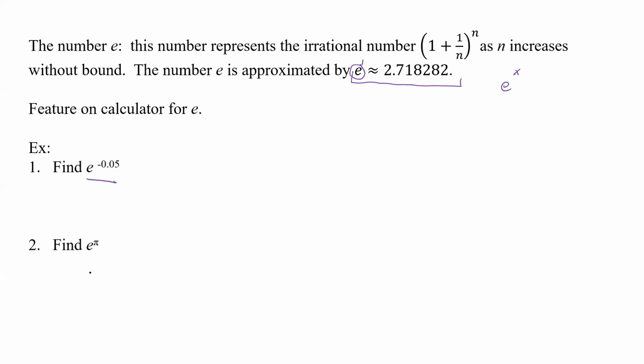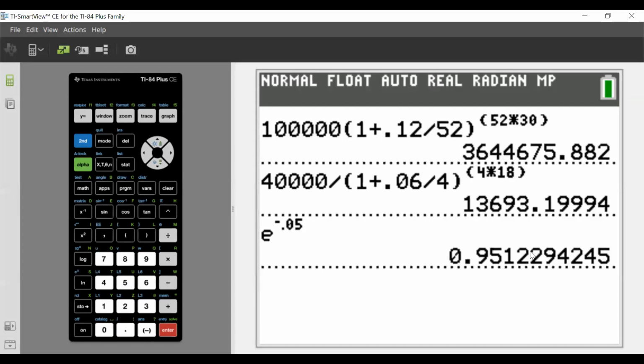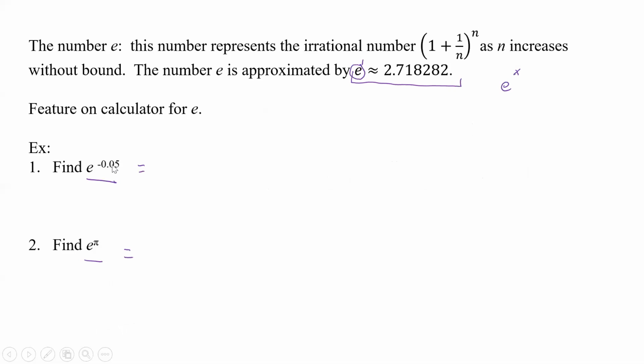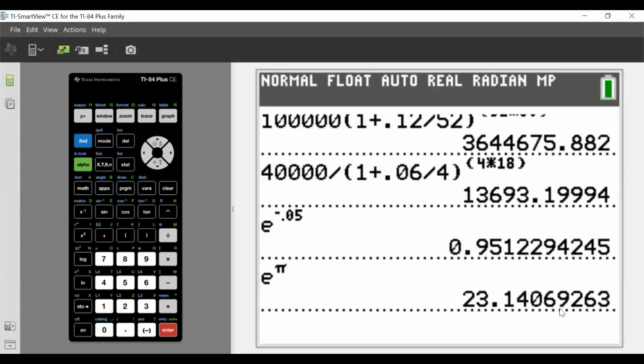And so we're going to find e to the negative 0.05 and e to the pi. So we're going to do both of those. And our e function is right here. It's second ln. And then we just put in our number. The first one is negative 0.05, and that gives us that value. Oh, what did it want, 0.05 or 0.5? 0.05, okay. Making sure I did the right one. And the other one said e to the pi. So we have e, then pi is over here, and that's going to be 23.140692, and so on. 9512, that's probably as far as we need to go.